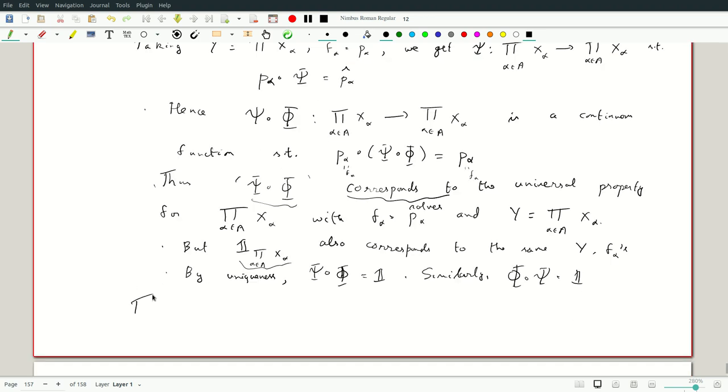So thus, phi is a homeomorphism. You have continuous functions which are inverses of each other. So phi is a homeomorphism, as claimed.